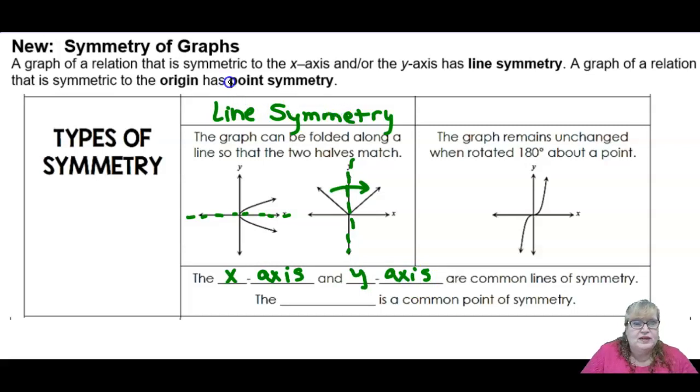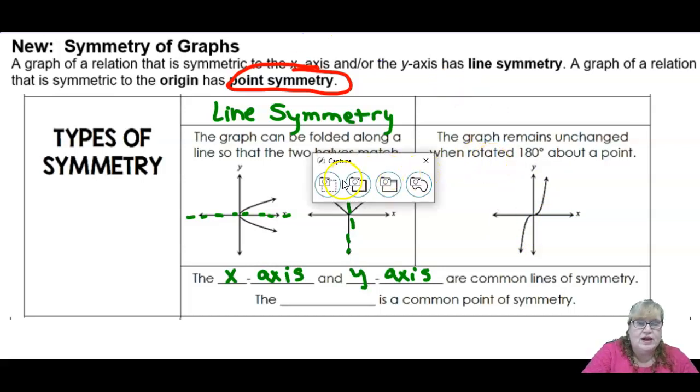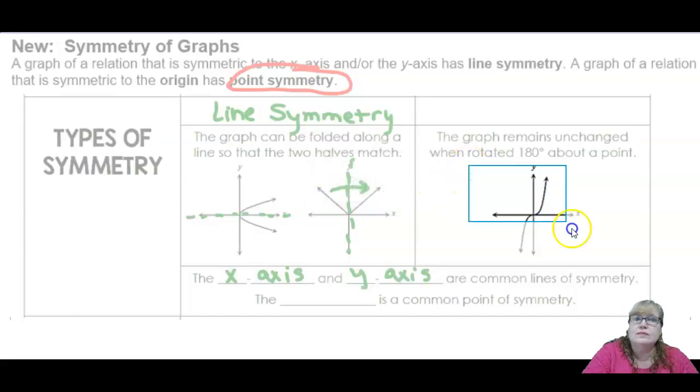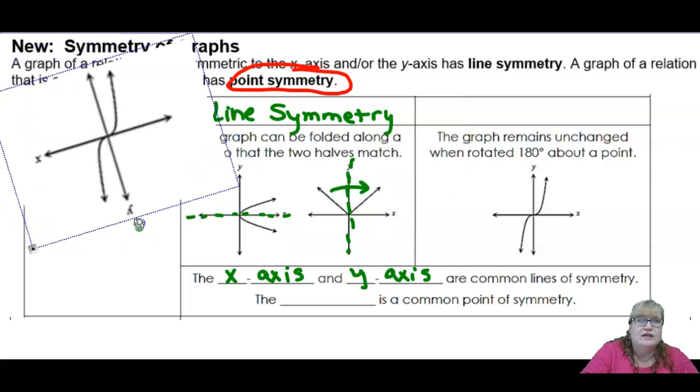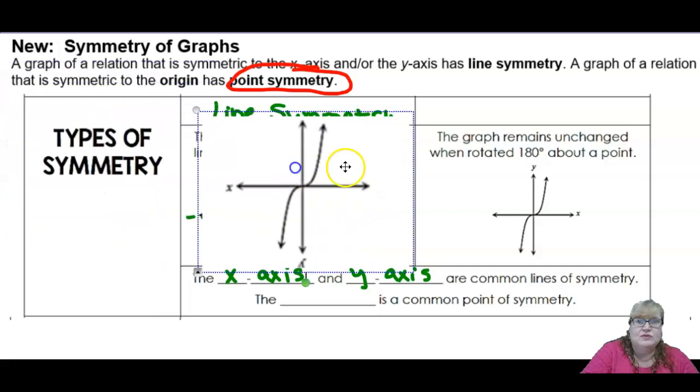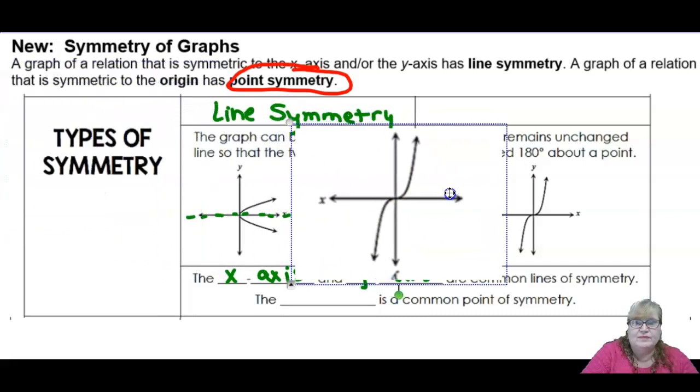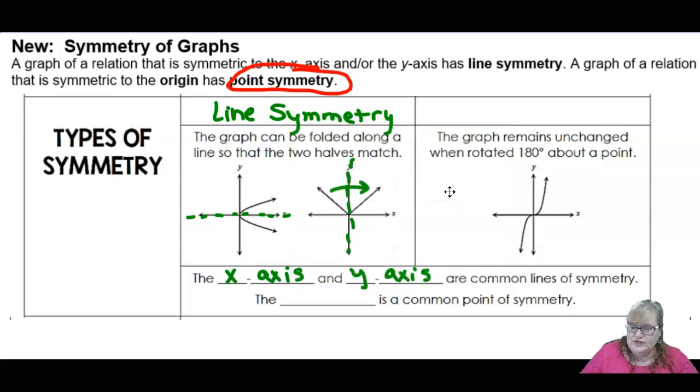The other kind of symmetry we learned about in geometry was what's called point symmetry. And that's when you have symmetry around a point. It's a rotational symmetry of 180 degrees. It means that you can take a picture of this graph, rotate it 180 degrees, and it will look exactly the same as it started with. Okay? So that is what rotational symmetry or symmetry about the origin is, and it's called point symmetry.